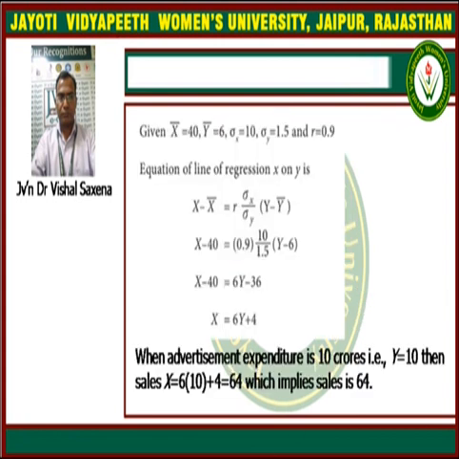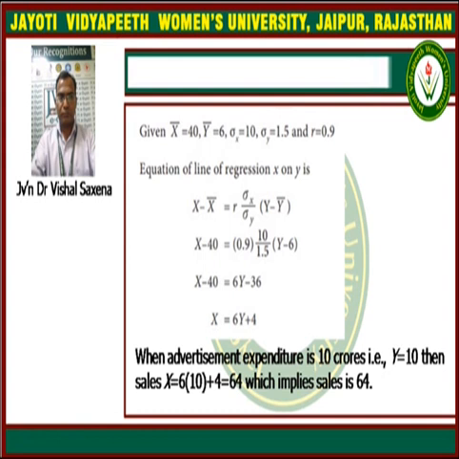Now we take the equation of the regression line of x on y, that is x minus x bar equal to r sigma x upon sigma y into y minus y bar. Now putting all these values, we will get x equal to 6y plus 4.